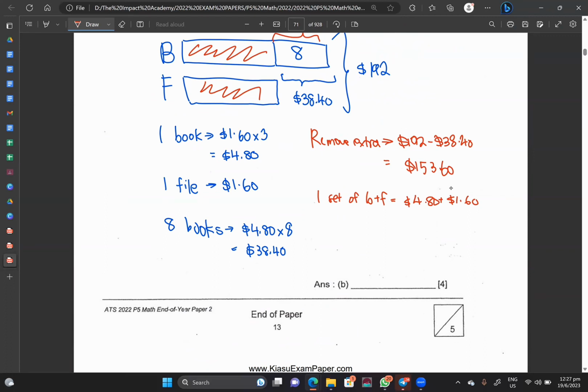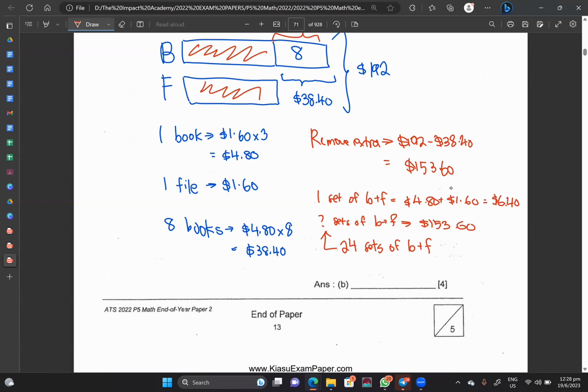We are going to use the number of sets to solve this question. So that is $6.40. Why is it that I can do that? Because I know that this $153.60 is for one group of books and one group of files. You understand so far? So how many sets of B plus F can I get if I spend $153.60? In order to find this question mark, I just have to do $153.60 divided by $6.40, and I get 24 sets of B plus F.